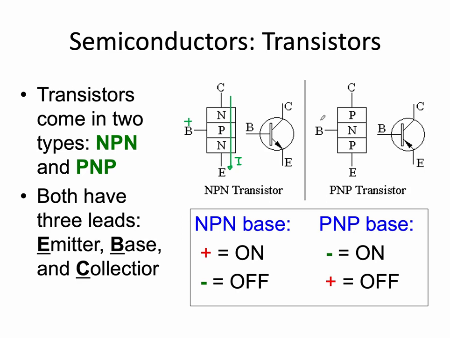For a PNP transistor, you need to make the base negative, and that allows a large current to flow through it this way. Again, both of these are amplifiers. They're switches, but it takes a very small current on the base to produce a very large current between the collector and emitter. So in this case, for an NPN transistor, if you make the base positive, it turns it on. Make it negative, it turns it off. For a PNP, negative voltage on the base turns it on, positive turns it off.